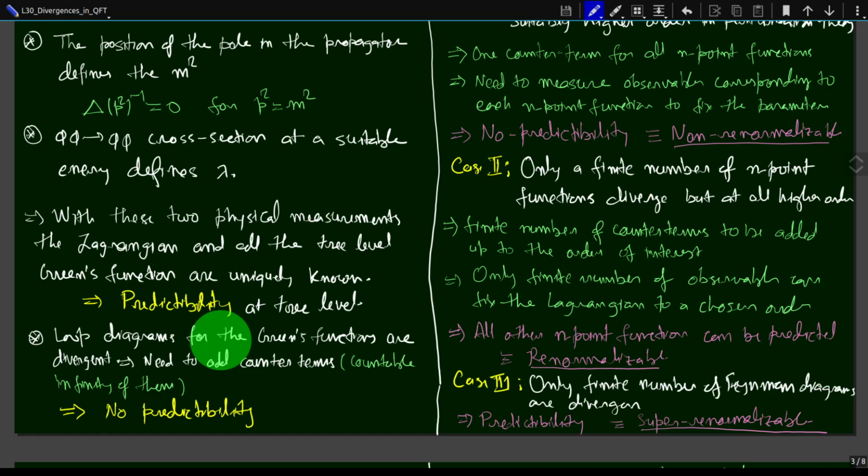Now, if for each Green's function I have to perform an experiment, then in my theory, where am I predicting? I'm just performing an infinite number of experiments to fix the parameters of my theory, but my theory is never going to tell me, go and measure this thing and here is the value you will find. So there is no predictability.